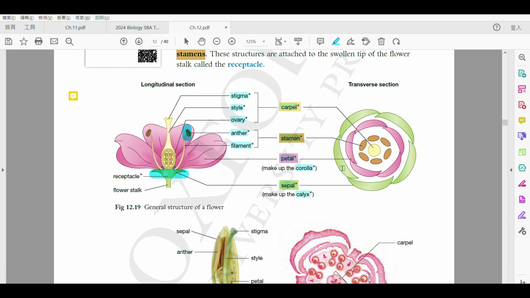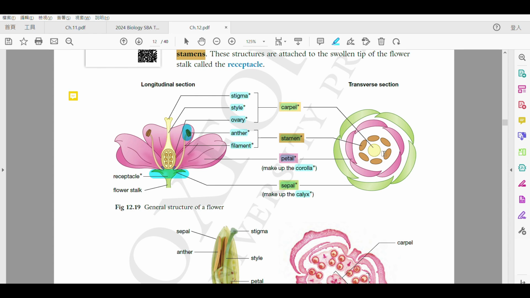The outermost layer, made up of what? Made up of sepal. And this layer, we call it the calyx. The second outermost is made up of petal. So we call this layer the corolla. And then we'll talk about stamen and carpel in the center.